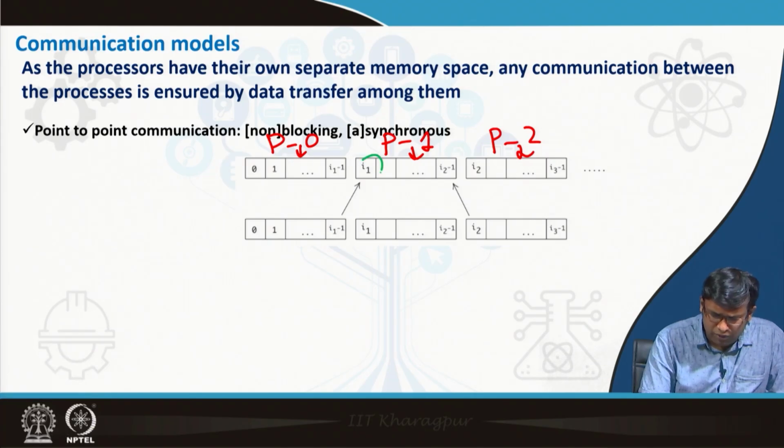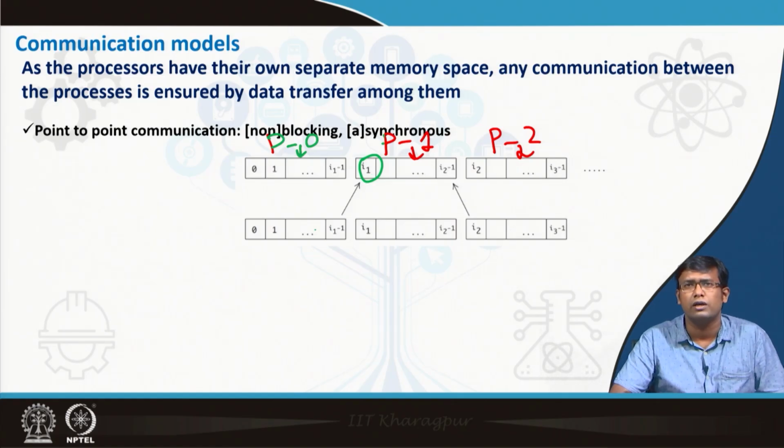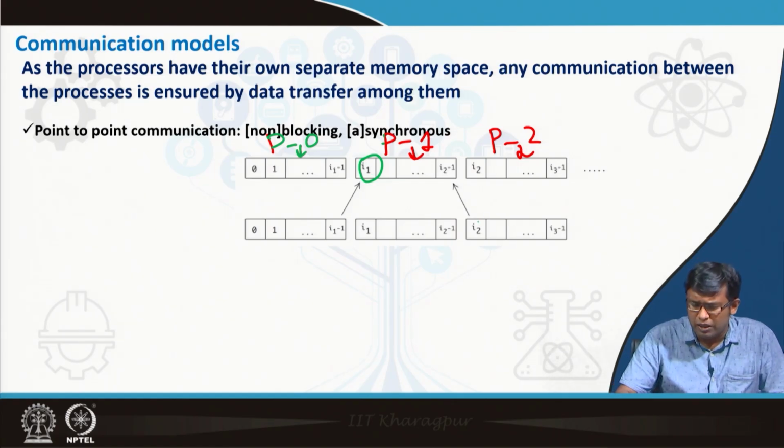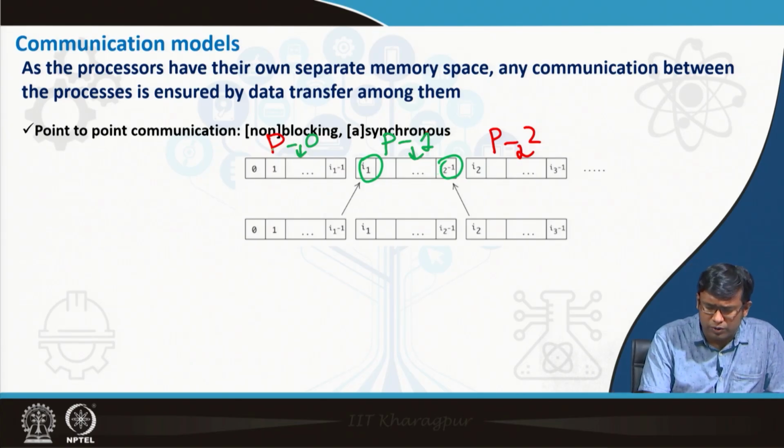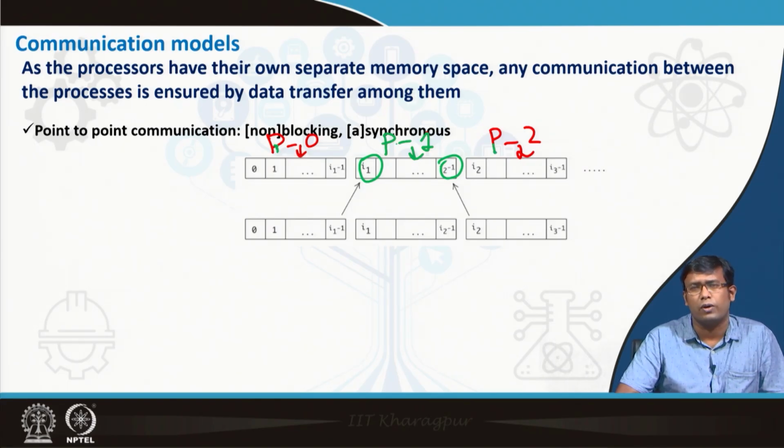This information is required by processor 0, so it has to get this data, or do a data transfer, from processor 1. Similarly, this information is required by processor 2, so processor 2 also needs to get this information from processor 1. So processor 0 needs to talk to processor 1, and processor 2 needs to talk to processor 1.